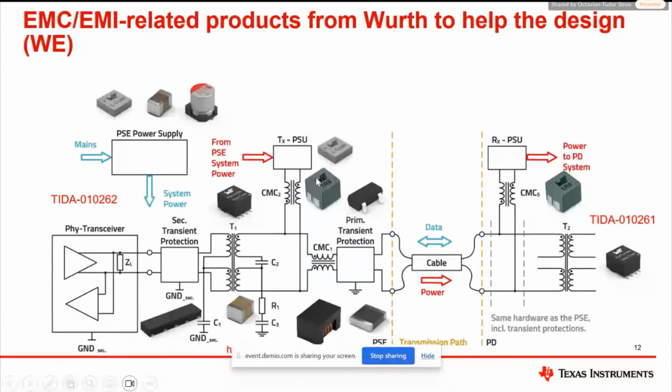We have common mode choke 1, which is used to attenuate any common mode noise coming from the data line to the PHY, and if there is any noise in the PHY area, it also helps to filter the noise going out from the PHY. Now, the DC power of the power sourcing equipment is coupled onto the differential data lines and then decoupled by CMC2.